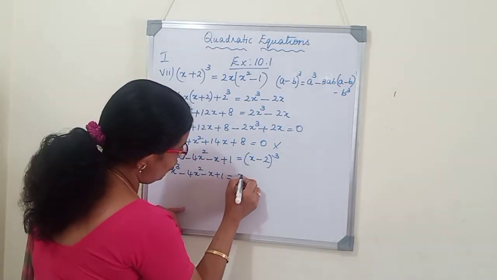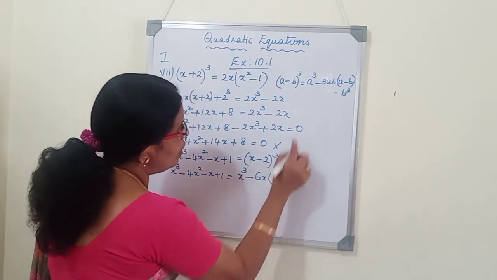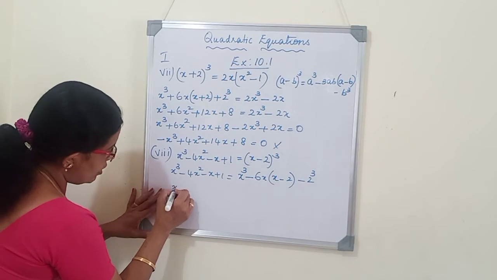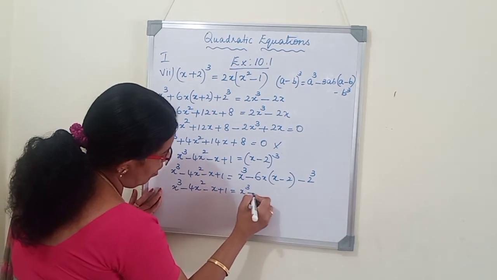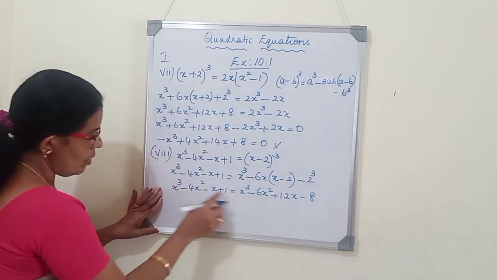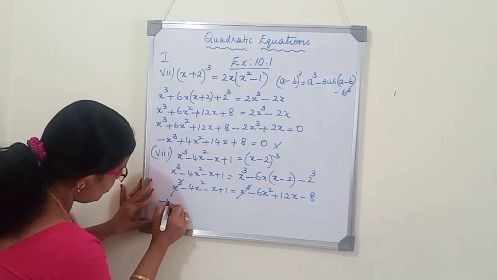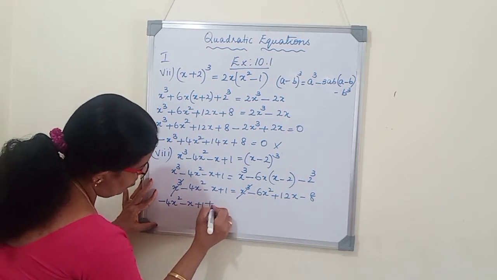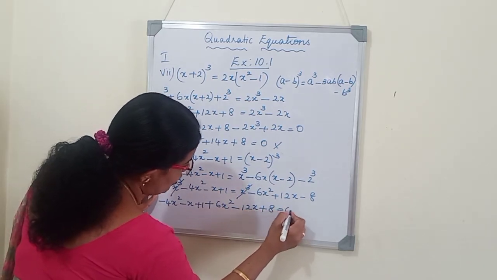So here x³ − 3ab, 3 into x into 2, 6x into (a − b), (x − 2), minus b³, 2³. x³ − 4x² − x + 1 equals x³ − 6x² + 12x − 8. Here on either side of the equation x³ is there, we will cancel it. The remaining terms: −4x² − x + 1, −6x² becomes +6x², −12x and +8 is equal to 0.